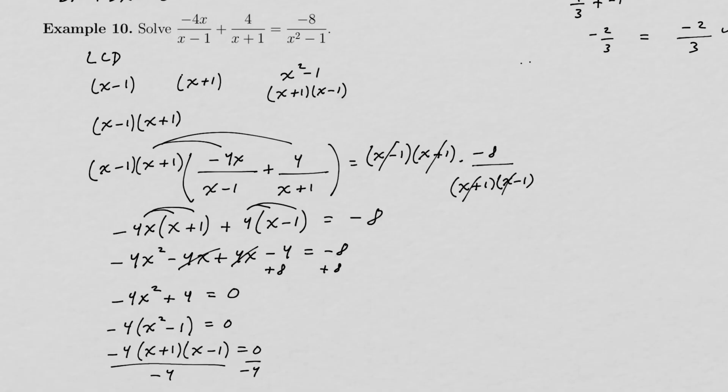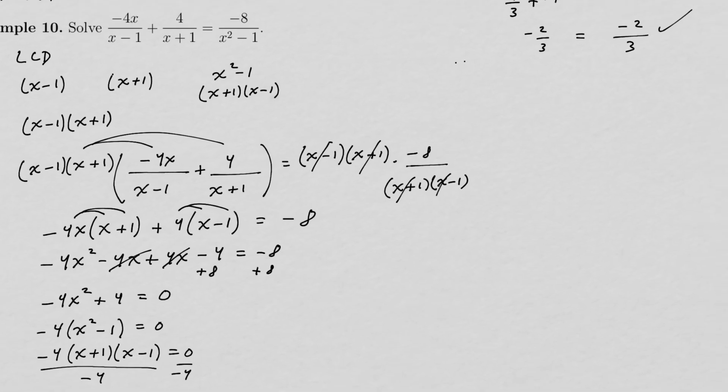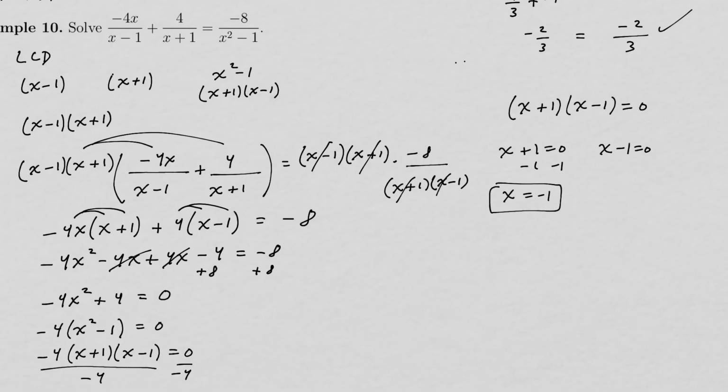So really what this is saying is my possible solutions are these. I'm going to have x plus 1 times x minus 1 equals 0, right? 0 divided by negative 4 is still 0. So one possible solution is x plus 1 is equal to 0. The other possible solution is x minus 1 is equal to 0. This case is going to lead to x equals negative 1, so that's a possible solution. In the second case, x is equal to positive 1. So that's another possible solution.